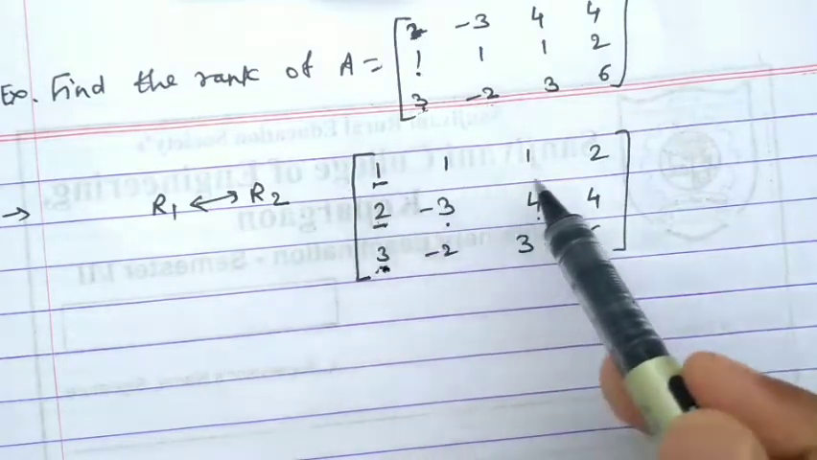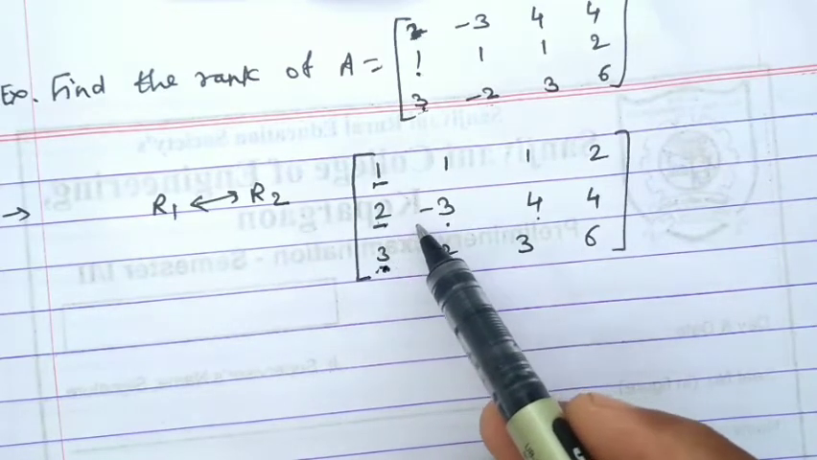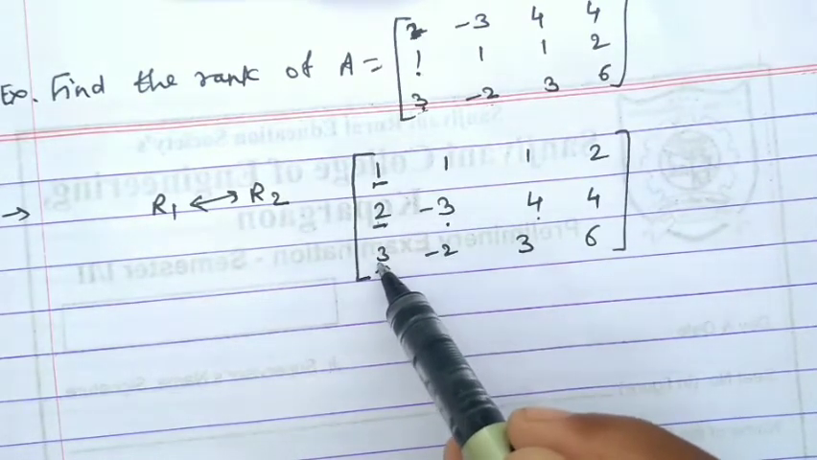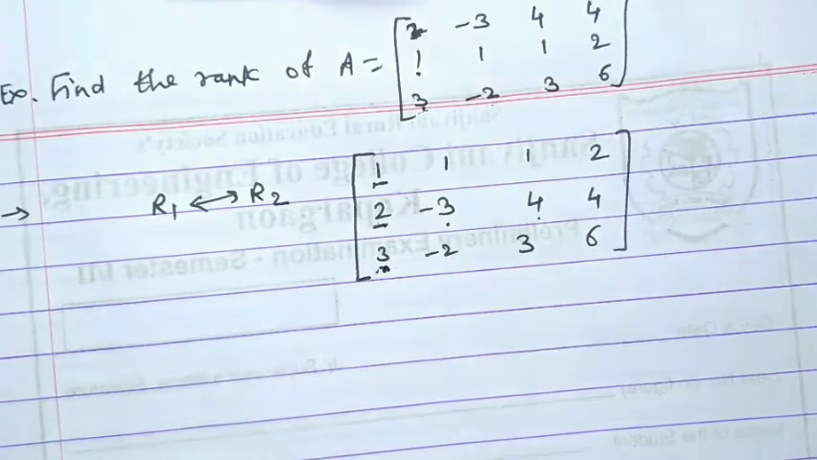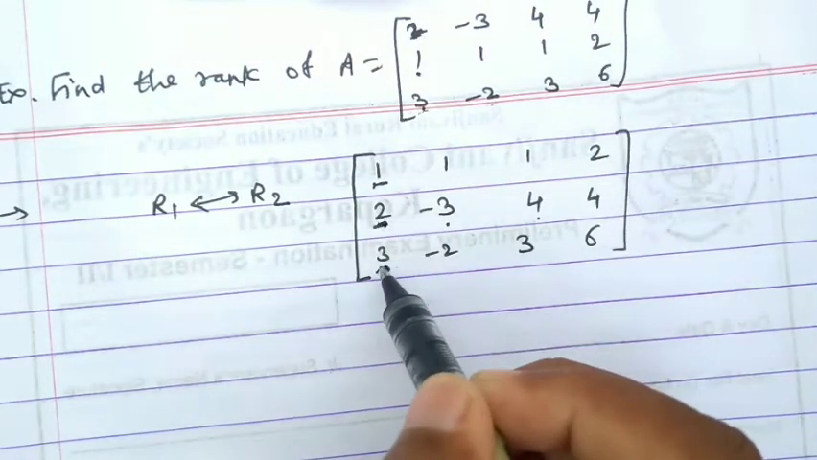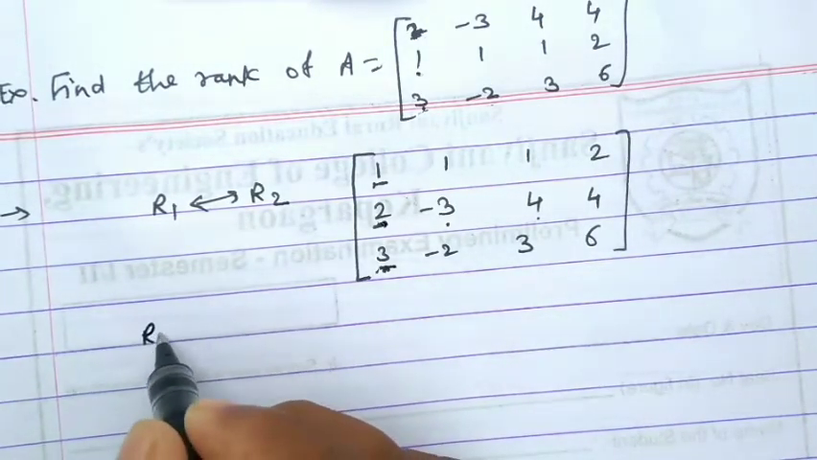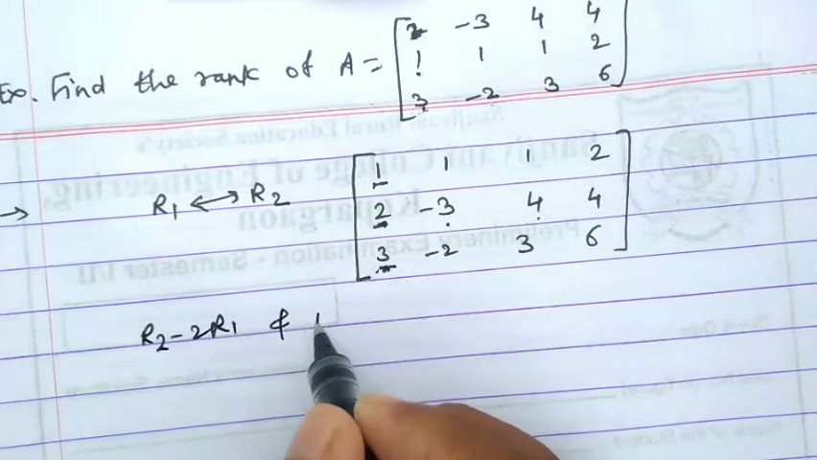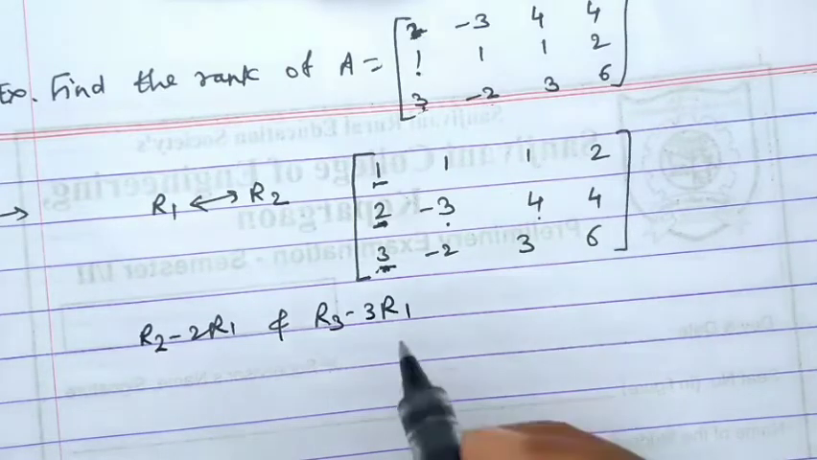So use only the first row. Again I am repeating the statement: to make the elements of the first column 0, use only the first row, and use only row transformations, because we are learning echelon form or canonical form. Only row transformations are allowed, column transformations are not allowed. So to make this 0 you have to use the first row, and to make this 0 you also have to use the first row. So what are the transformations? R2 minus 2 times R1 and R3 minus 3 times R1. These are the transformations. So see what happens.